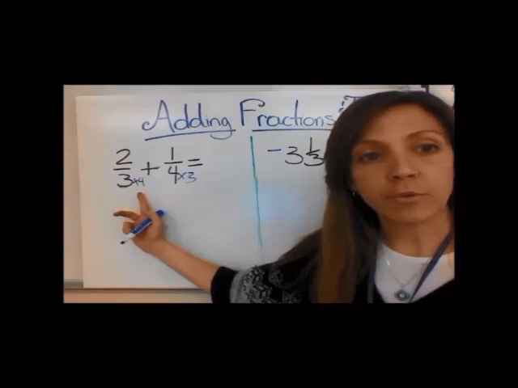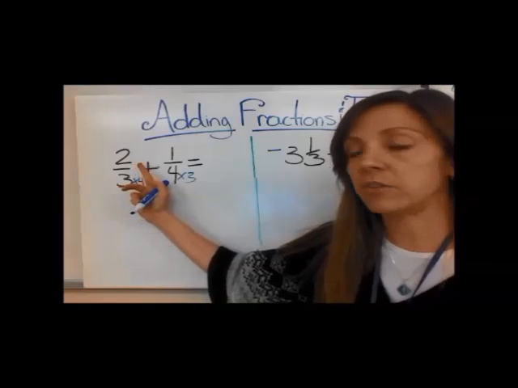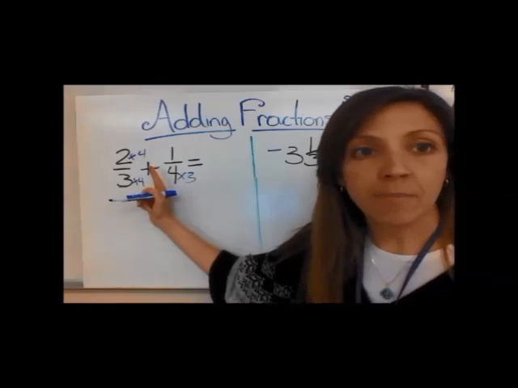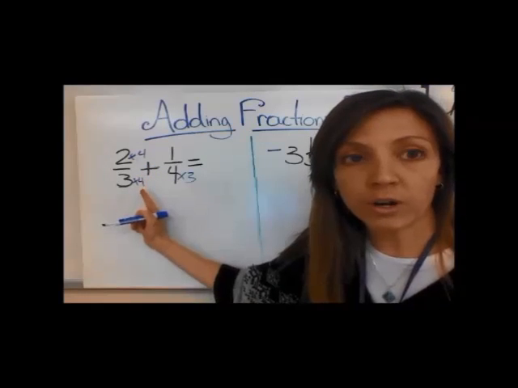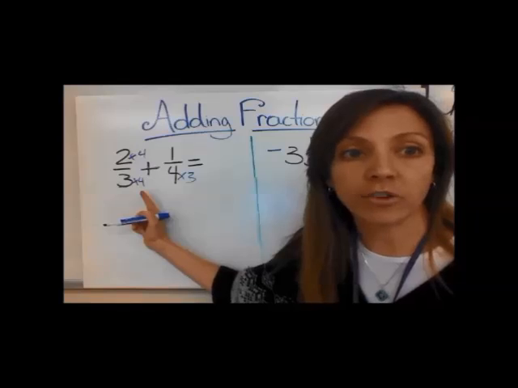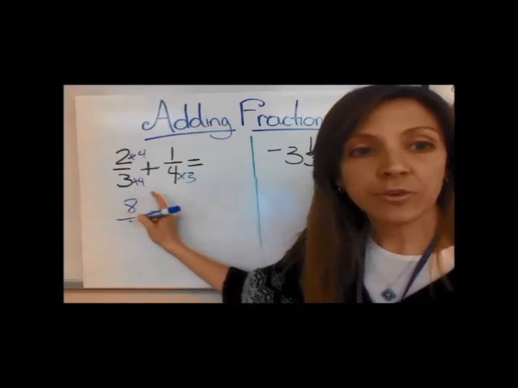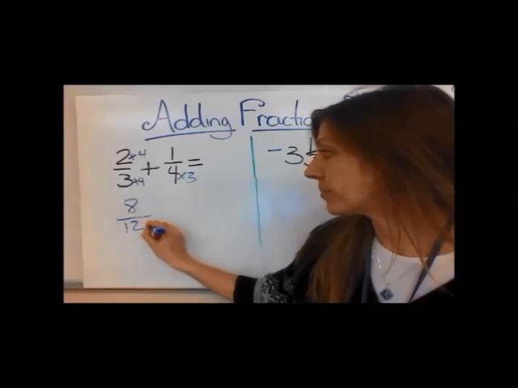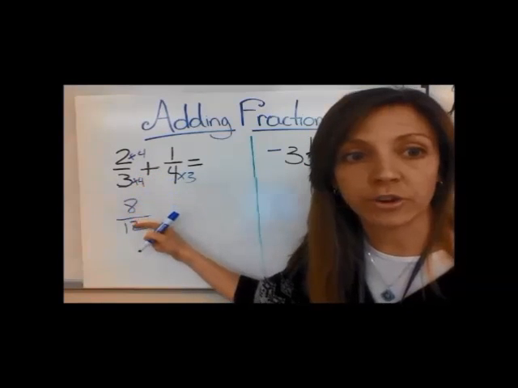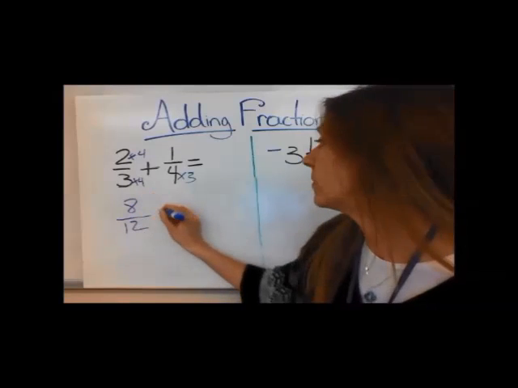To get 12, I need to multiply 3 times 4, and whatever I do to my denominator, I also do to my numerator. Keep in mind, in multiplying by 4/4, 4/4 is a whole. I'm going to get an equivalent fraction. 2 times 4 is 8, and 3 times 4 is 12. 8/12 will reduce to 2/3, so these fractions are equivalent because I multiplied it by 1 whole.